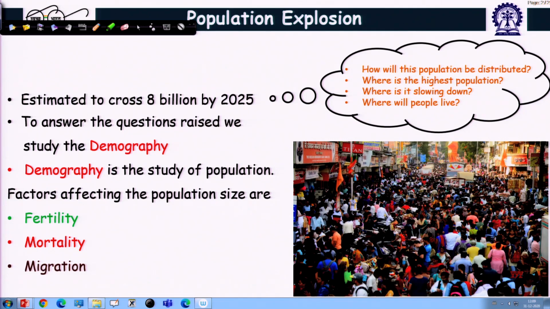How will this population be distributed? What will be the distribution of population? Are people evenly distributed across the world? We know the answer is no. They are not evenly distributed, because for different reasons, cultures and societies developed along rivers, and now also along the seashore. So it is not evenly distributed around the world. Where is the highest population?